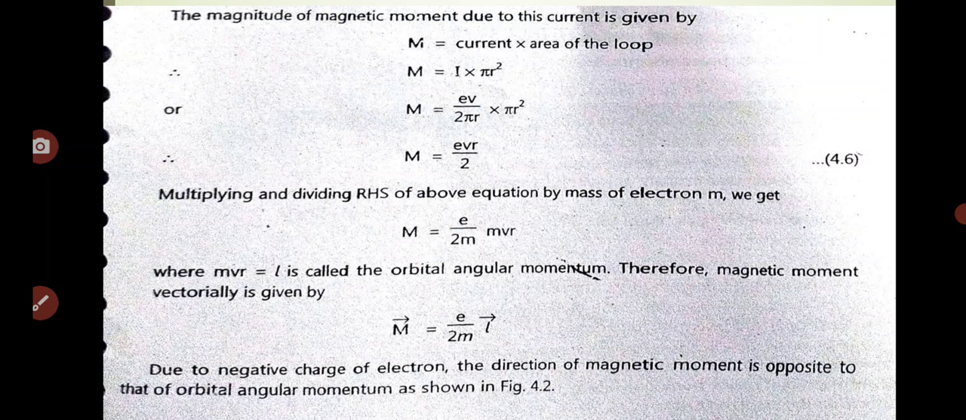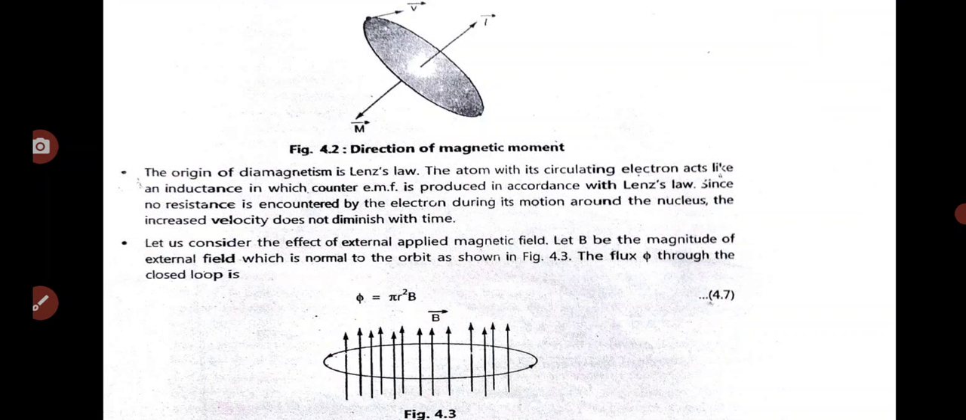Due to the negative charge of the electron, the direction of the magnetic moment is opposite to that of the orbital angular momentum. Because the charge of the electron is negative, that negative sign appears here, so we say that the direction of the magnetic moment is opposite to the orbital angular momentum. And in the figure, the direction of the magnetic moment is according to Lenz's law.